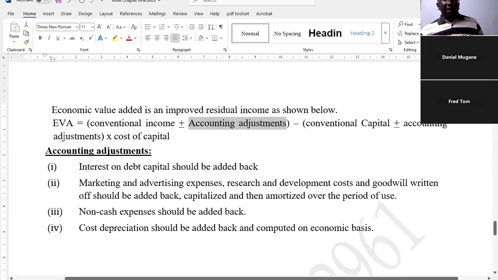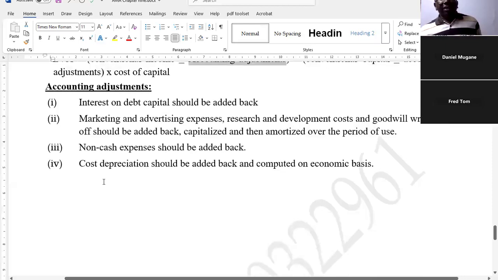So the accounting adjustments are, number one, if there is interest on debt capital that has been subtracted, you should always add it back. Interest on debt capital should be added back. Things like marketing, advertising, research, goodwill, those are things that are not the day-to-day part of the operations of the business. So they should be added back, and we treat them as assets. We capitalize, and therefore we amortize, or we compute impairment. Non-cash expenses should also be added back. They should not be subtracted from the profit.